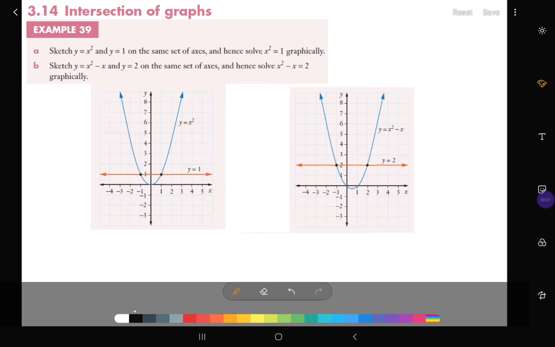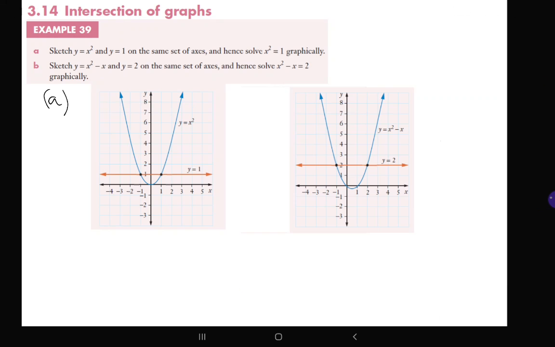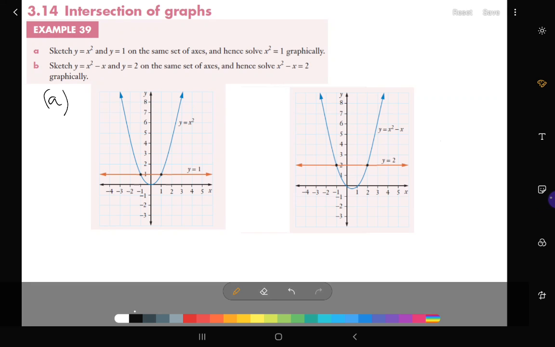Part of this chapter is the intersection of graphs. So let's look at example 39. 39a is asking us to sketch y equals x squared and y equals 1 on the same set of axes and hence solve x squared equals 1 graphically.